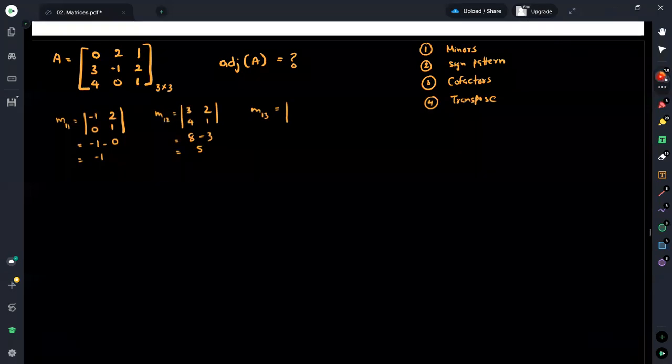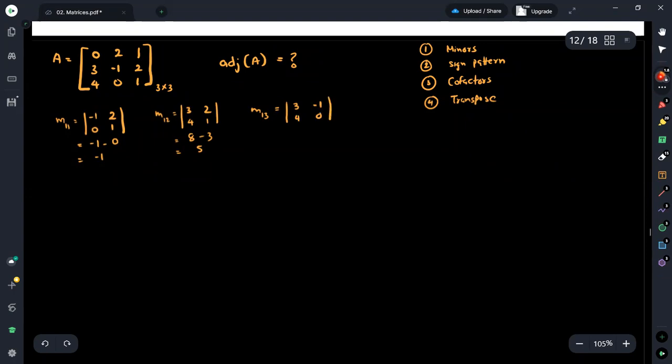The values are 3 minus 1, 4, and then we'll get this value as 0 minus 4, which equals plus 4. Then M21 needs to be calculated. M21 means the element in the second row, first column. For this element, we need to cut down the row and column.